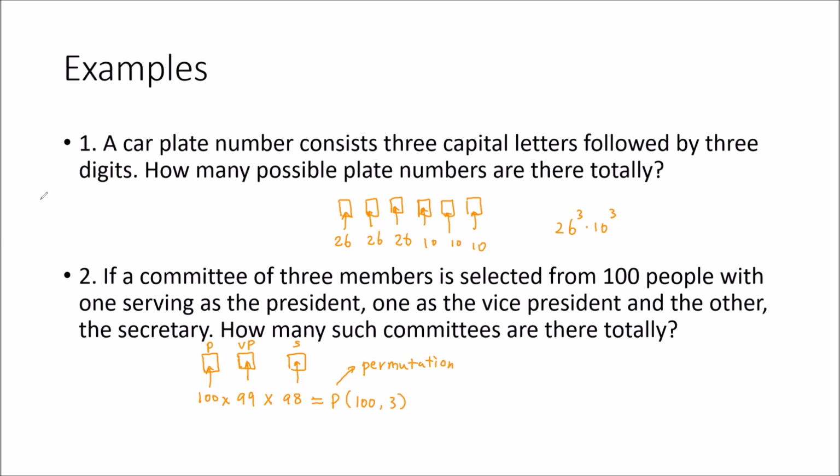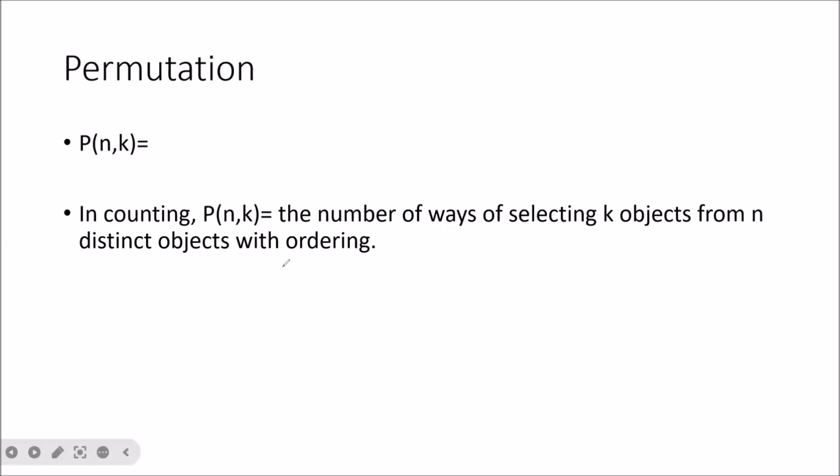All right. So generally, the meaning of the permutation. So let's go to the next slide. In counting, P n choose k, permutation of n choose k, is the number of ways of selecting k objects from n distinct objects with ordering. So order does matter. If you select A, B, C versus B, A, C, they will be considered as 2 different outcomes or different selections.